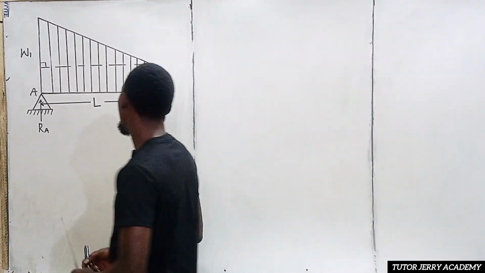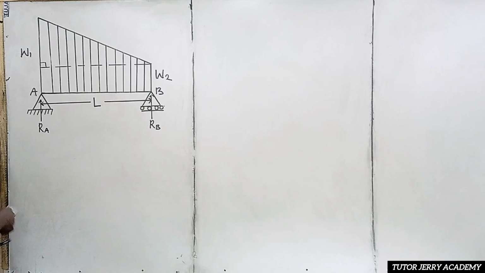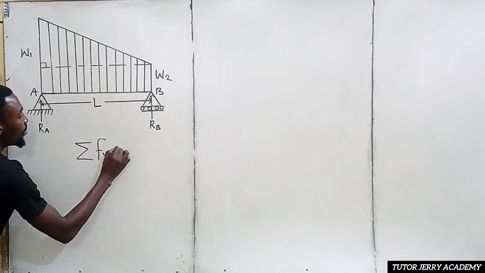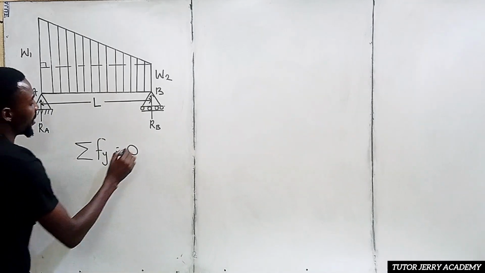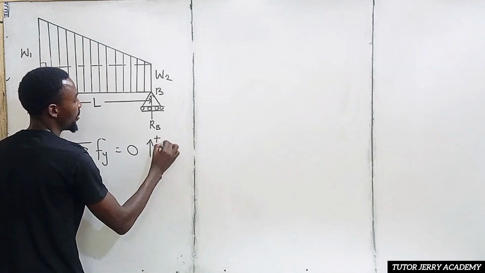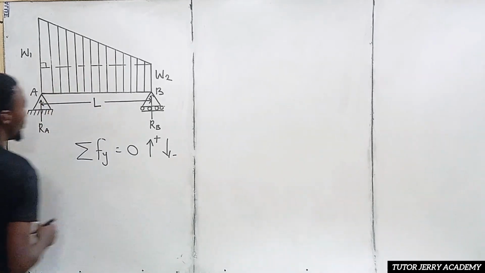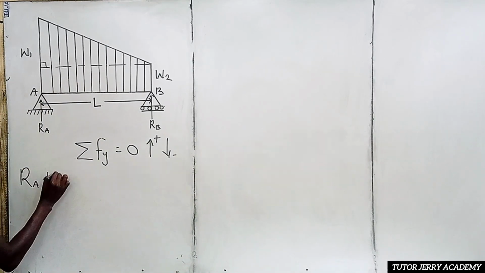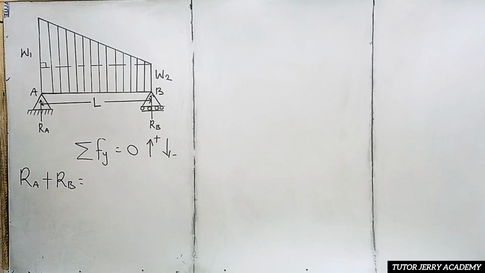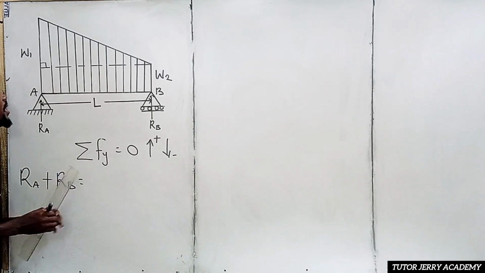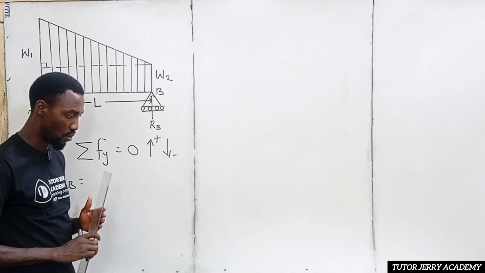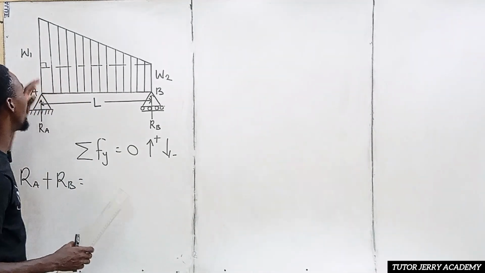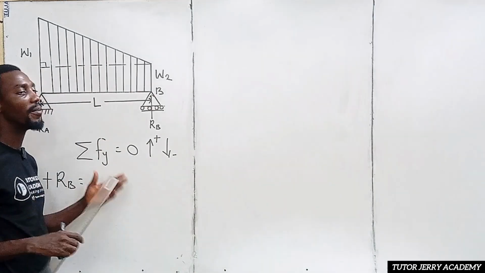All right, so for us to start with this, we are going to be taking the summation of forces in the y direction to be equal to what? 0. So we are going to take upward force positive and downward force negative. So if we do that, we are going to have R subscript A plus R subscript B will be equal to, all right. So don't forget, when we have a trapezoidal load, we are having two loads there, which is the combination of what? A uniform distributed load and a uniform varying load.